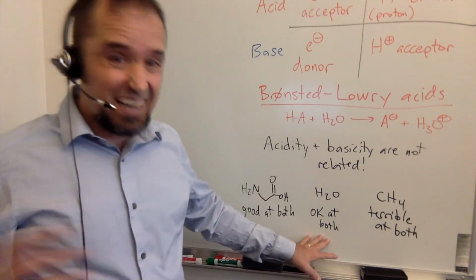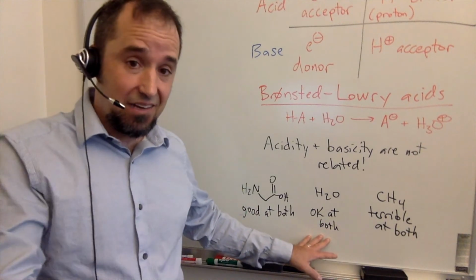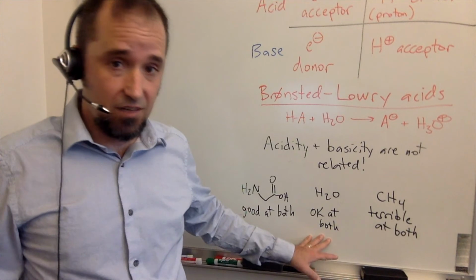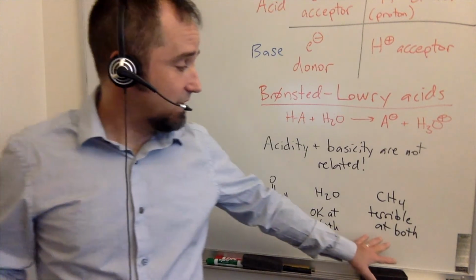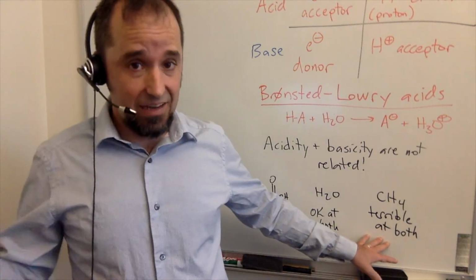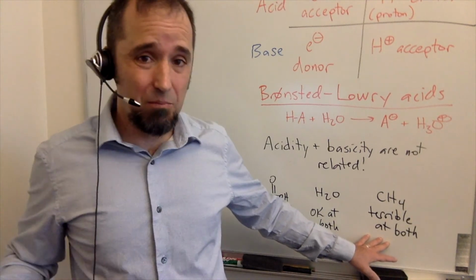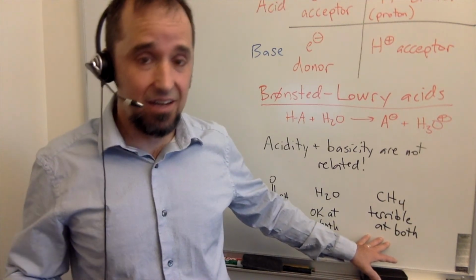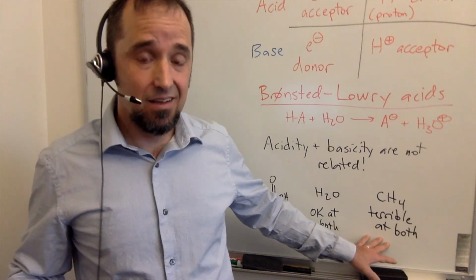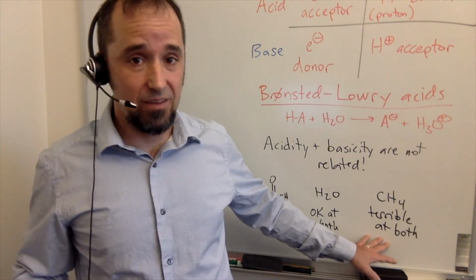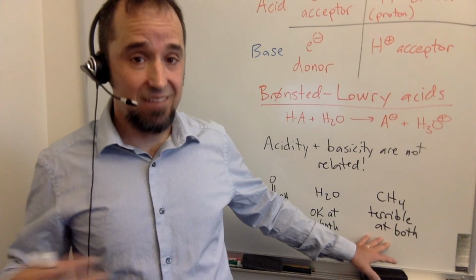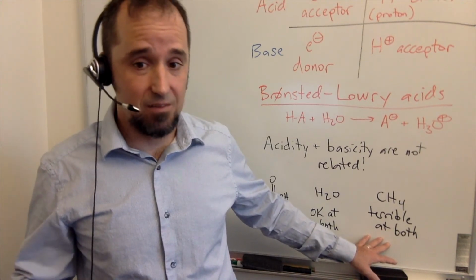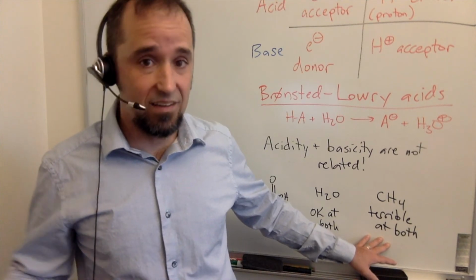Water is kind of okay at both. It's certainly not a strong acid, certainly not a strong base, but in different situations it can play both of those roles. Something like CH4, methane, natural gas, is terrible at both. It's a terrible base because I can't fit any electrons on it, and it's a terrible acid because it's really, really hard to break that CH bond. Okay, so is it technically a Bronsted-Lowry acid? Yes, it's technically a Bronsted-Lowry acid, but it's the worst, the weakest that there is.